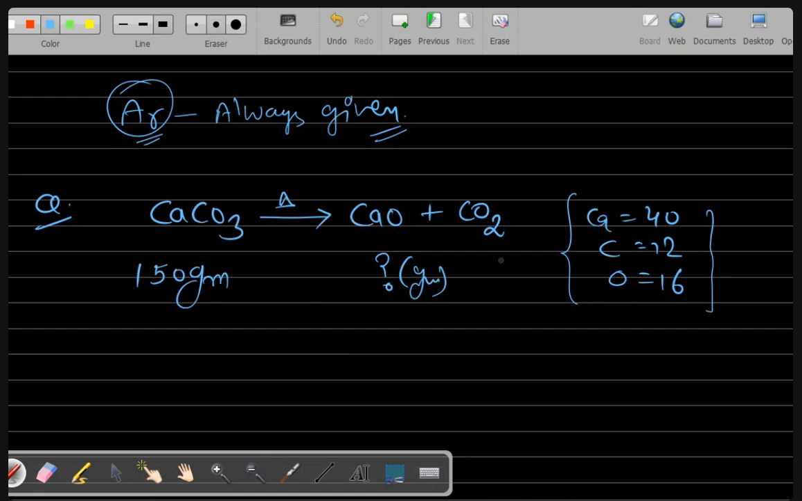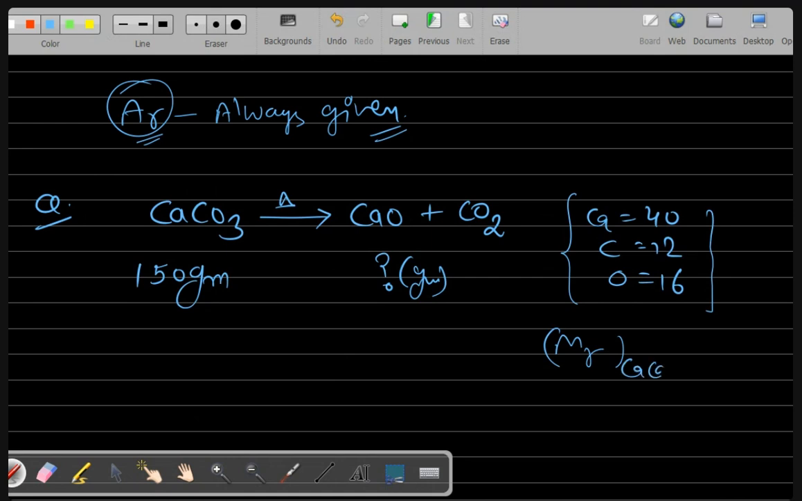Starting from 150 grams of calcium carbonate. The MR is 100, and the ratio is 1:1, very easy. The molecular mass is 100 for calcium carbonate, right? Yes, and then you just divide it.